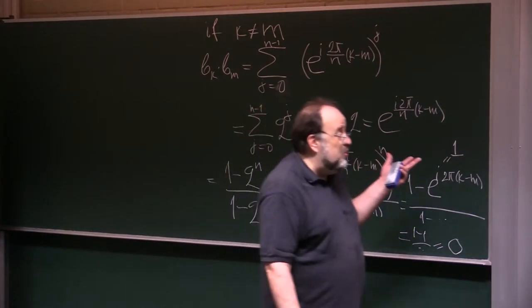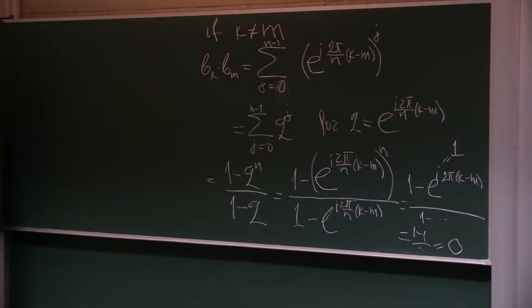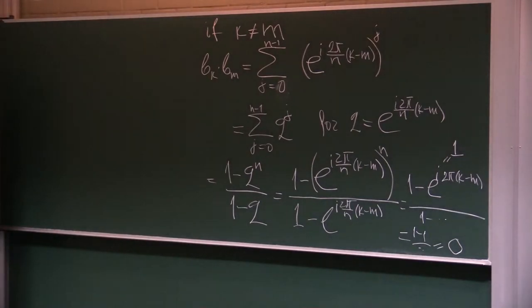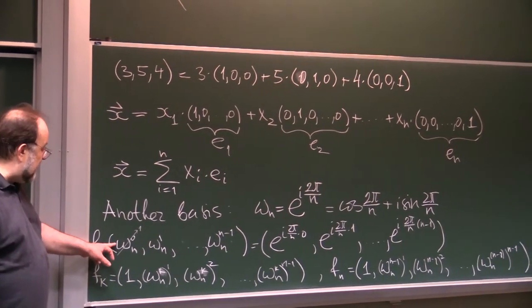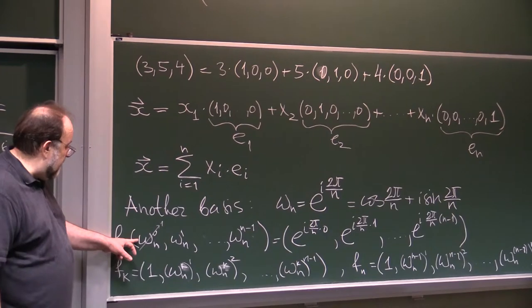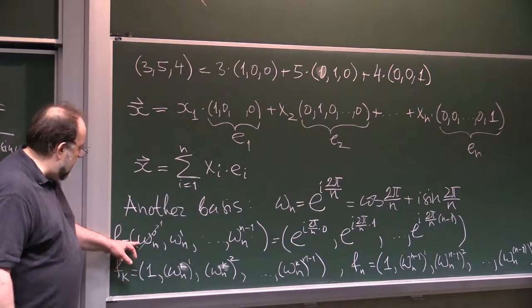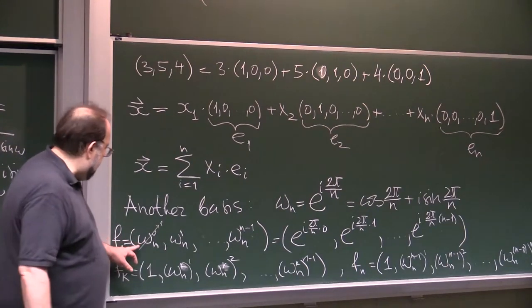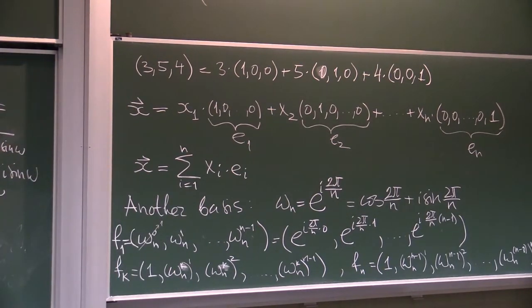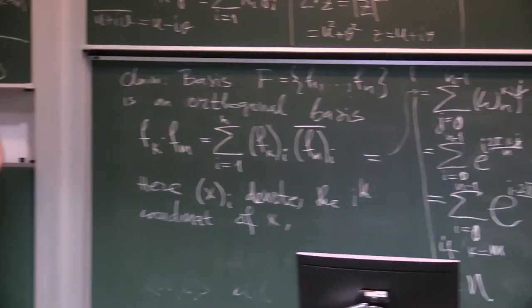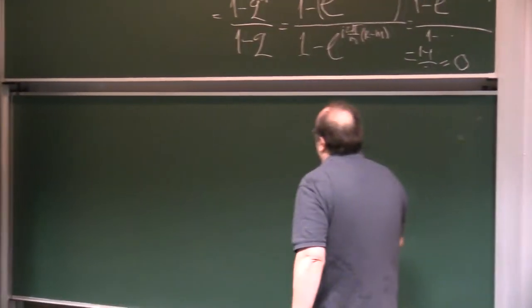So you see, there is nothing to memorize. You just remember a simple fact about the Fourier basis. How is the Fourier basis obtained? The Fourier basis consists of vectors that are all powers of the roots of unity, right? So you just arrange all powers of the roots of unity and you get the Fourier basis.